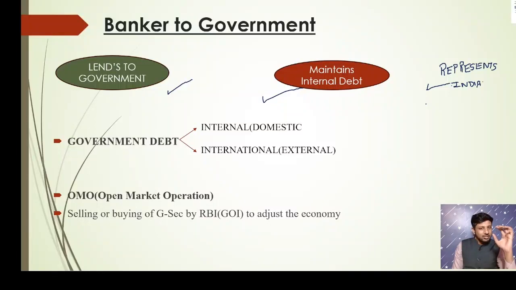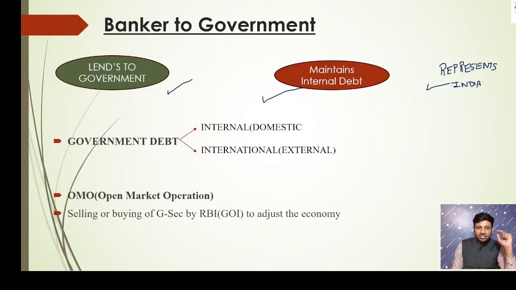Suppose tomorrow I want to expand my business. I want 100 crore rupees. Then I approach the bank. Then the local bank gives me the loan. In this case, the local bank is acting as banker to me. In the same way, RBI is acting as banker to the Government of India.